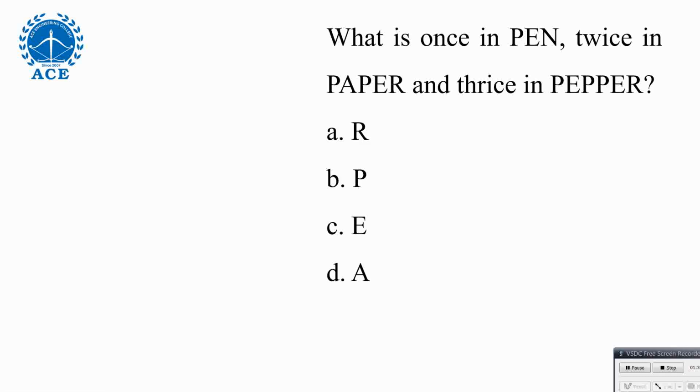Now, what is once in pen, twice in paper, and thrice in pepper? P. Yeah. The letter P occurs one time in pen, two times in paper, three times in pepper. This type of basic questions only they are expecting.